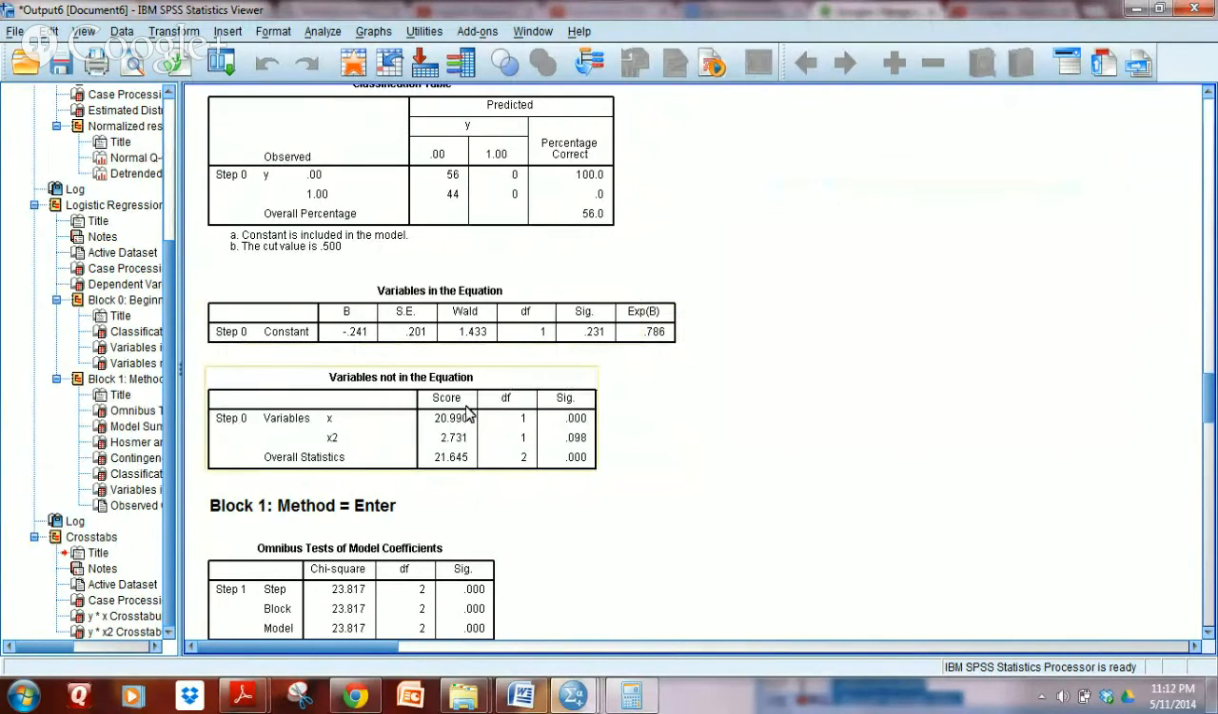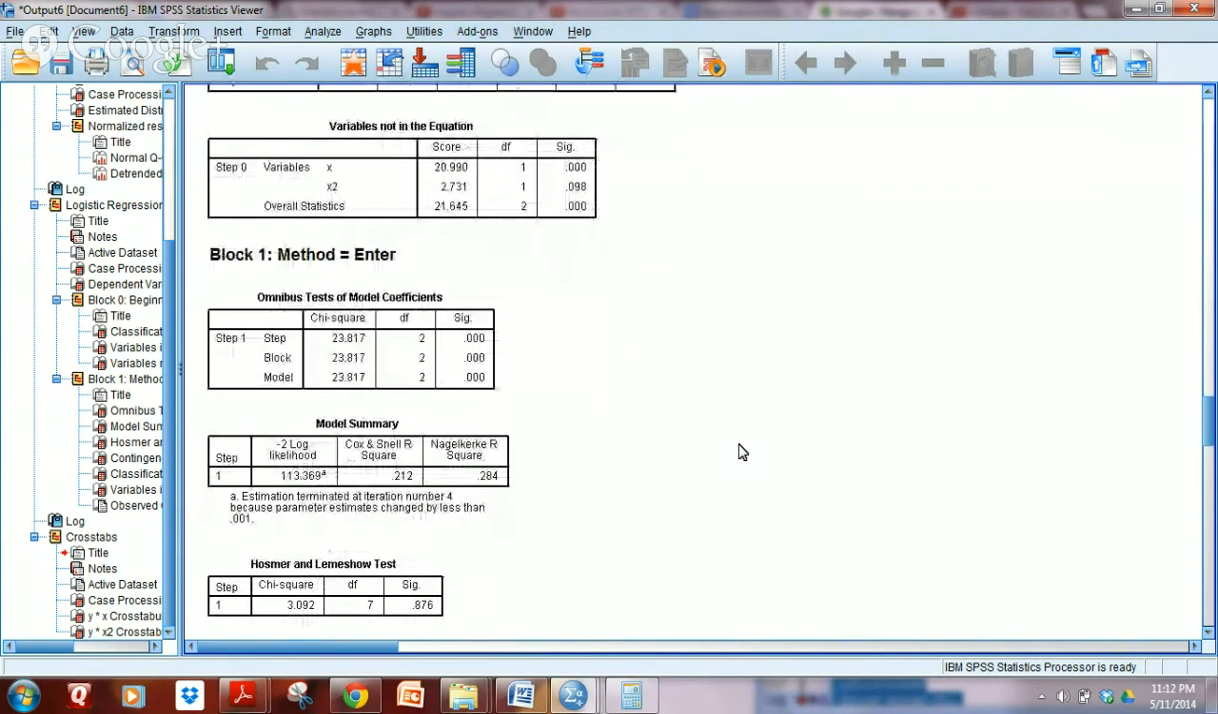And then the variables that are not in the equation that are going to be in block 1 are x, which in this case is statistically significant, and our x2, which in this case is not. So now we're going to delve more into that in block 1.